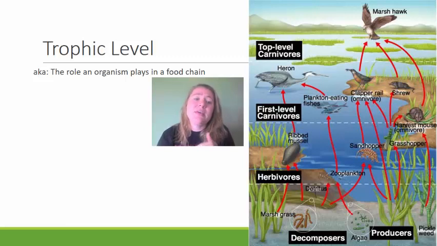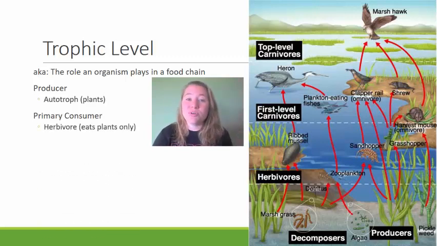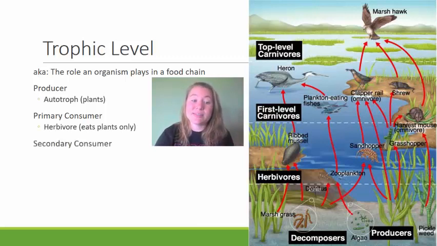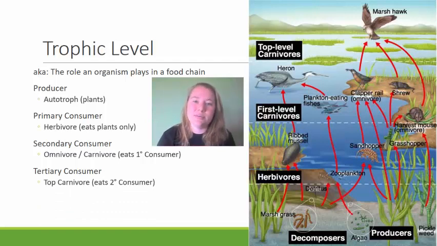So a trophic level is the role that an organism plays in a food chain. And this should be a review for you. So producers, remember those are plants or autotrophs. Auto means self, troph is just talking about how it makes its own food or makes its own energy. Primary consumers, these are things like herbivores, so things that eat only plants. Secondary consumers, these are typically omnivores or sometimes they're carnivores. Really anything that's eating the primary consumer is a secondary consumer. And a tertiary consumer is a top carnivore, so anything that's eating the secondary consumer.